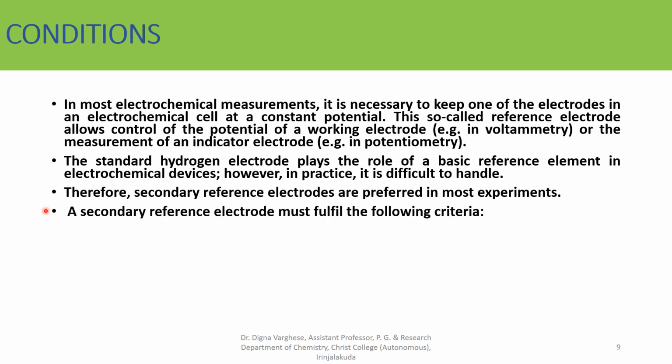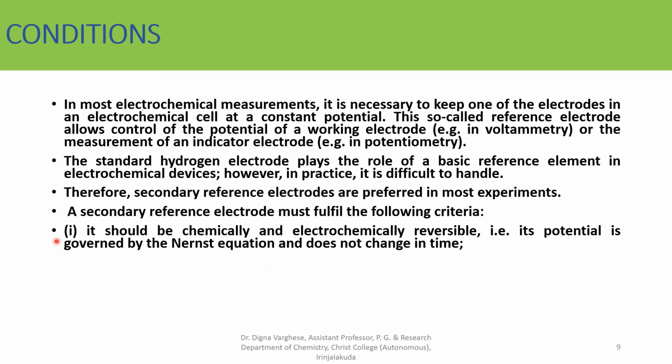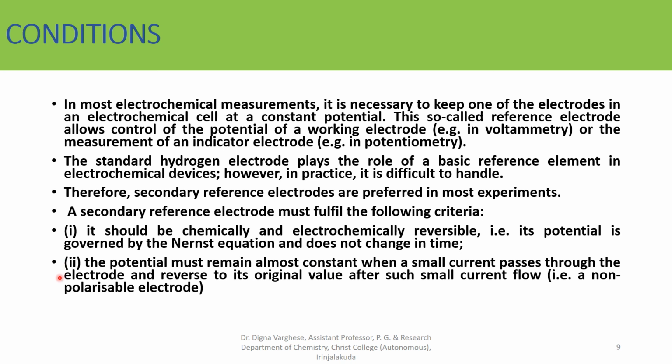What are the conditions the secondary reference electrode must fulfill? First one is it should be chemically and electrochemically reversible. That is, its potential is governed by the Nernst equation and does not change in time. Second condition is that the potential must remain almost constant when a small current passes through the electrode and reverse to its original value after such small current flow. That is a non-polarizable electrode. And the third one is the thermal coefficient of potential should be small.